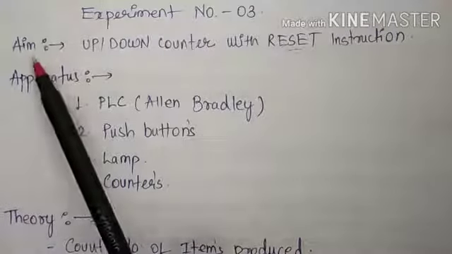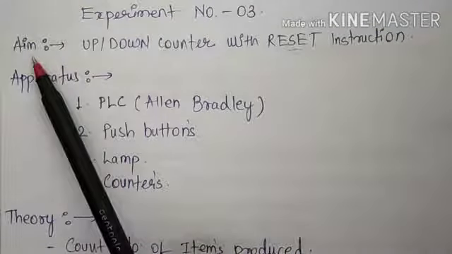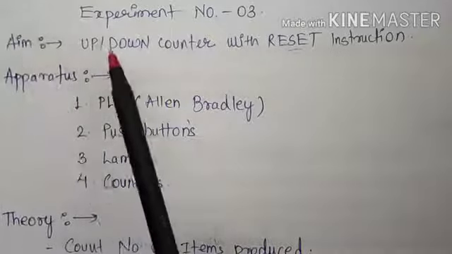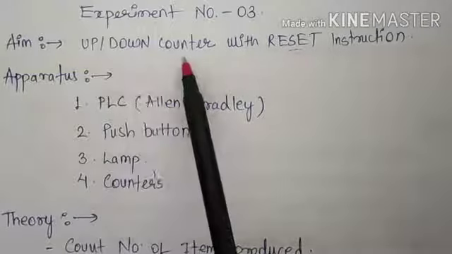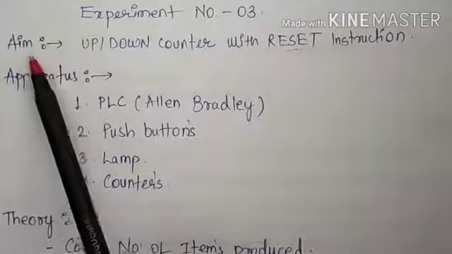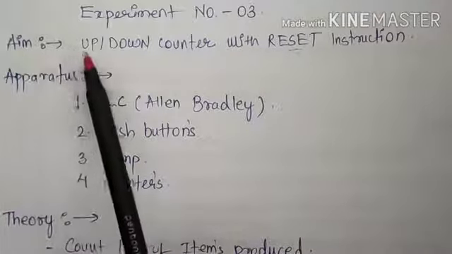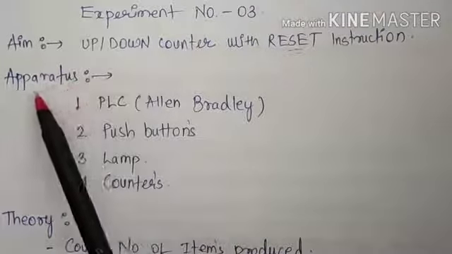The first is the aim of our experiment. What's the aim? Up or down counter with reset instruction. So the aim of our experiment is an up-down counter with reset instruction.